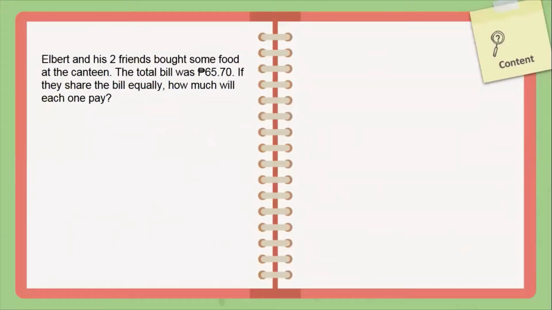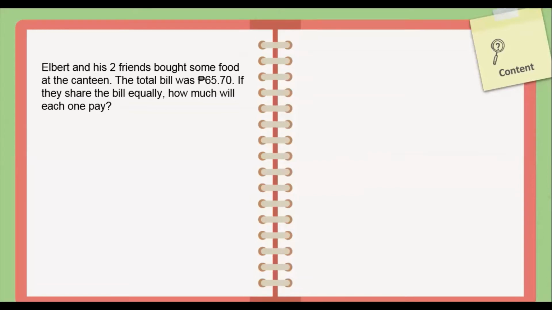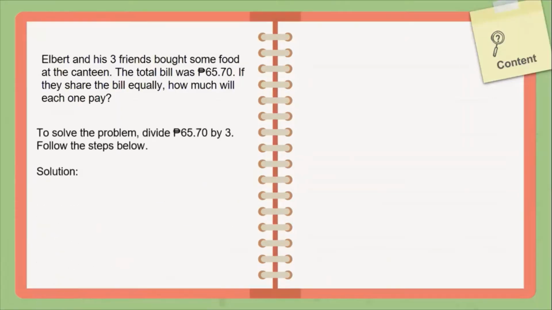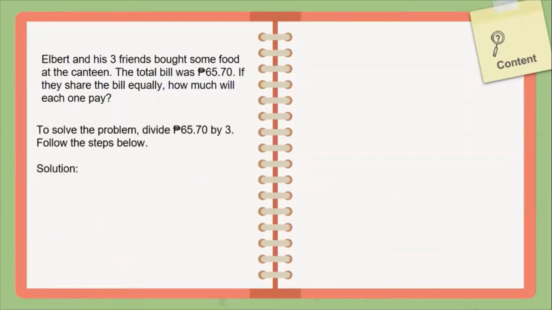He and his 2 friends bought some food at the canteen. The total bill was 65 pesos and 70 centavos. If they share the bill equally, how much will each one pay? So, to solve this problem, divide 65 pesos and 70 centavos by 3, and let us follow the steps below. So for this one, let us divide.